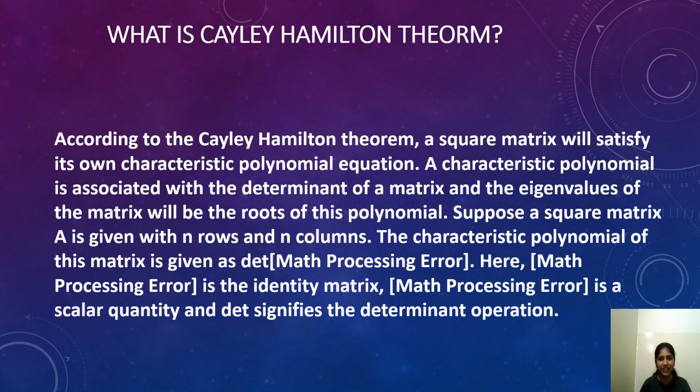So what is the Cayley-Hamilton theorem? According to the Cayley-Hamilton theorem, a square matrix will satisfy its own characteristic polynomial equation. A characteristic polynomial is associated with the determinant of a matrix, and the eigenvalues of the matrix will be the roots of this polynomial. Suppose a square matrix A is given by n rows and n columns. The characteristic polynomial of this matrix is given as the determinant of A minus lambda I. Here I is the identity matrix, lambda is a scalar quantity, and det signifies the determinant operation.